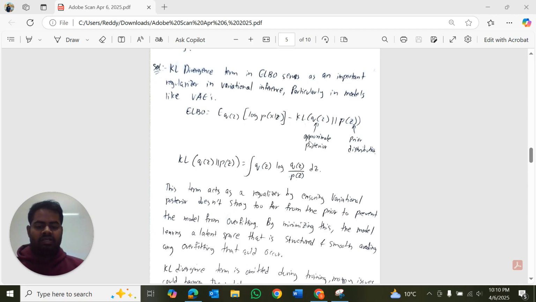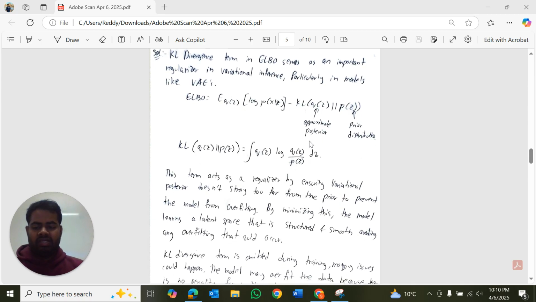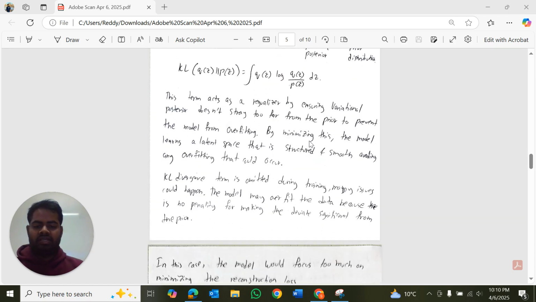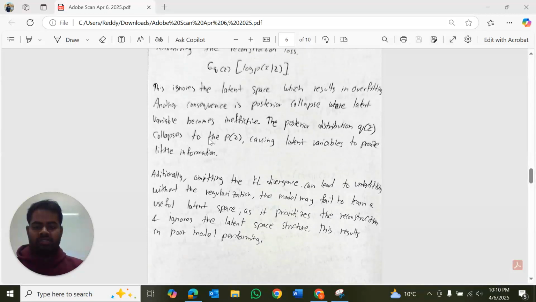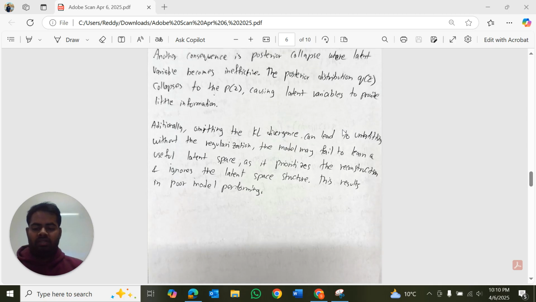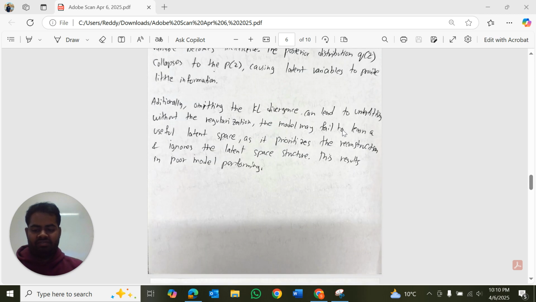And without this term, the model may overfit to the data, focusing too much on the reconstruction loss and maybe neglecting the latent space structure. And this also leads to issues like posterior collapse, where the latent variable becomes ineffective or underfitting, and the model fails to learn any useful latent variables and becomes ineffective.